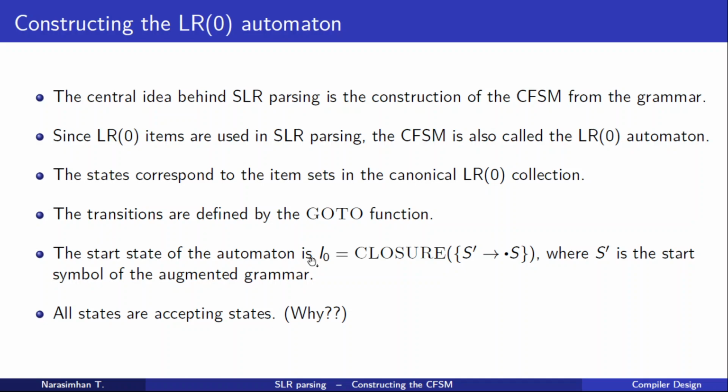And what about the final states? It turns out that all the states in the LR0 automaton are accepting states, all the states are final states. Why? Remember, I told you that the CFSM will accept the viable prefixes of the grammar. That means every state in the CFSM will be accepting some viable prefixes. That means all the states are accepting states. All the states recognize one or more viable prefixes.